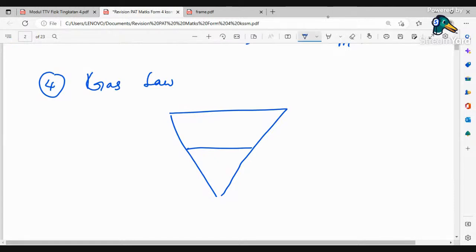Okay, this triangle PVT. So for gas law, we just discuss the properties of pressure, volume, and temperature. Studying pressure and volume, with temperature constant, is Boyle's law. Studying V and T, with pressure constant, is Charles' law. Studying P and T, with volume constant, is Gay-Lussac's law, or pressure law.